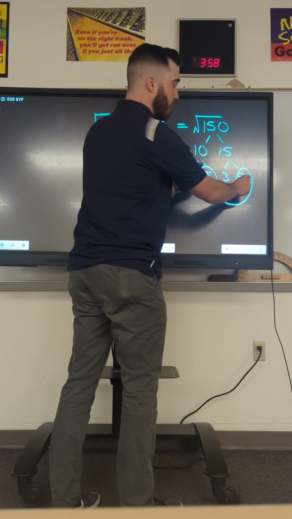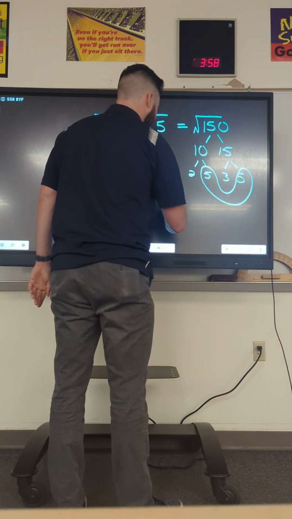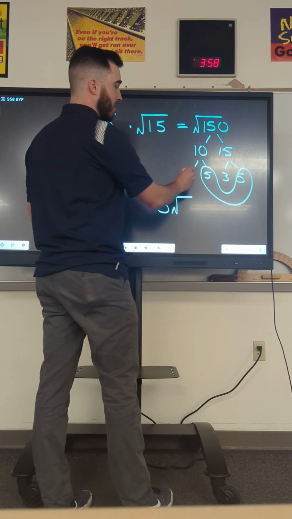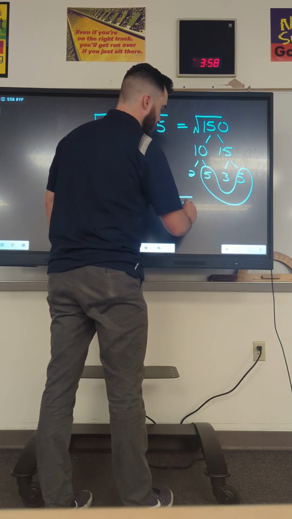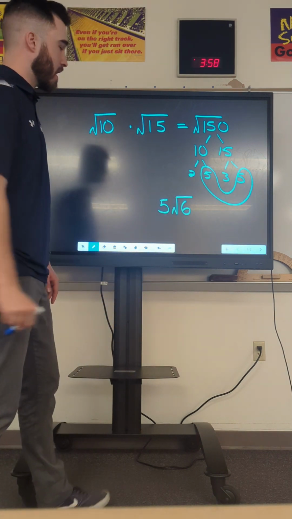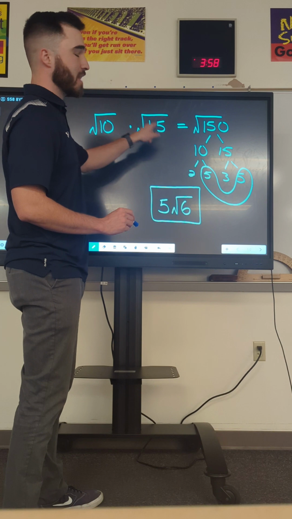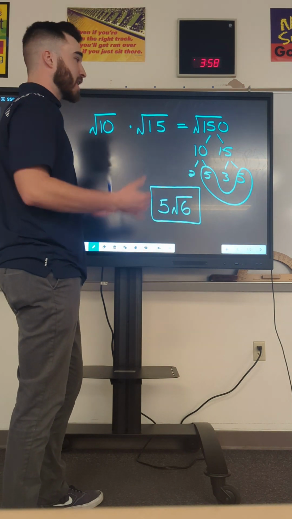So with a pair of 5s, I have a 5 on the outside as my square root of 25, and then 2 times 3 is a 6 on the inside. And this would be your final answer for the square root of 10 times the square root of 15. That's one way to do it.